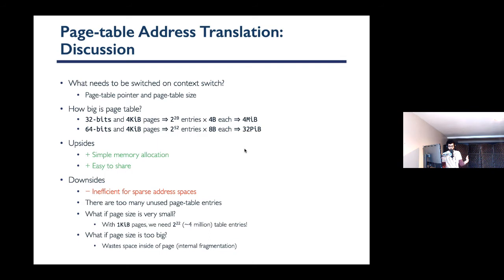Along those lines, there are too many unused page table entries, and if you have really small pages, then you have a lot of entries, so your page table becomes big. If you choose to have bigger pages to shrink your page table, like in this example, instead of 4 kilobyte pages, you might choose 4 megabyte pages. That brings down the size of your page table, but it introduces internal fragmentation, because now you're allocating these big pages to processes that might not need them, right? They might just use a few bytes in a 4 megabyte page, and that's a lot of internal fragmentation.